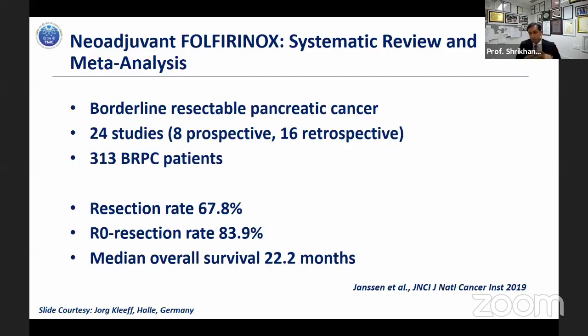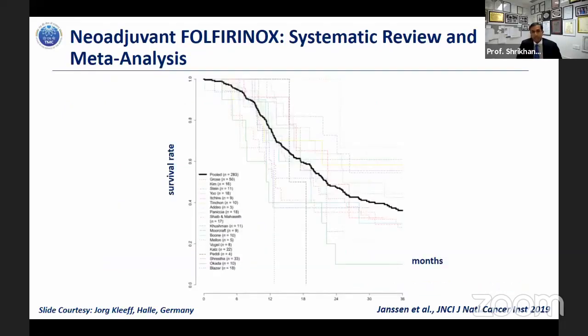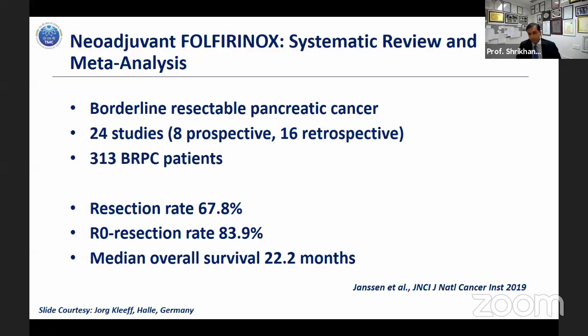There have been multiple studies by Tang in Pancreatology in 2016 and another one by the Dutch group in 2018 in British Journal of Surgery. But I've cited to you the one which is more recent. And it looks at 24 studies, 8 prospective, 16 retrospective, over 300 borderline resectable patients. And you can see that there is a 67.8% resection rate, a high R0 resection rate, and a very acceptable median survival for neoadjuvant patients who then get surgery after neoadjuvant treatment. So clearly you have benefits of giving neoadjuvant FOLFIRINOX specifically. I'm not just talking of any neoadjuvant, I'm speaking of neoadjuvant FOLFIRINOX.